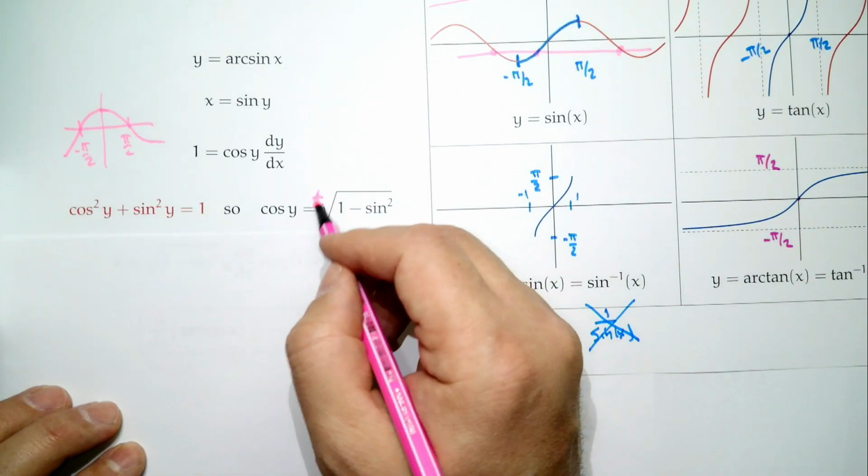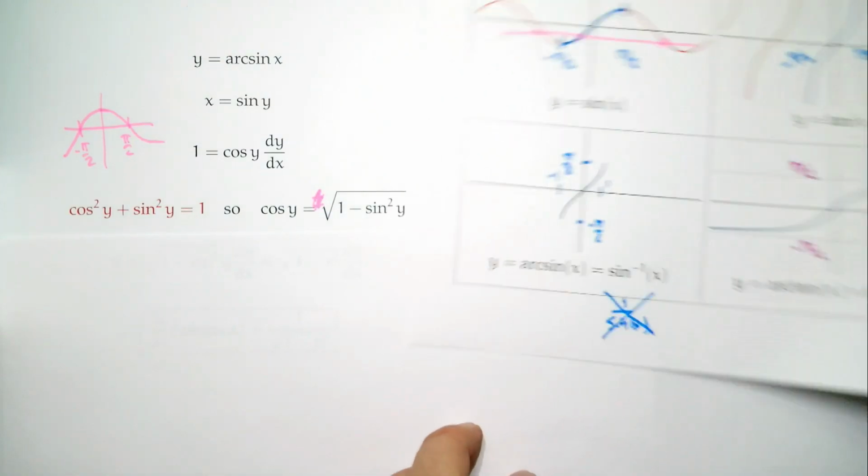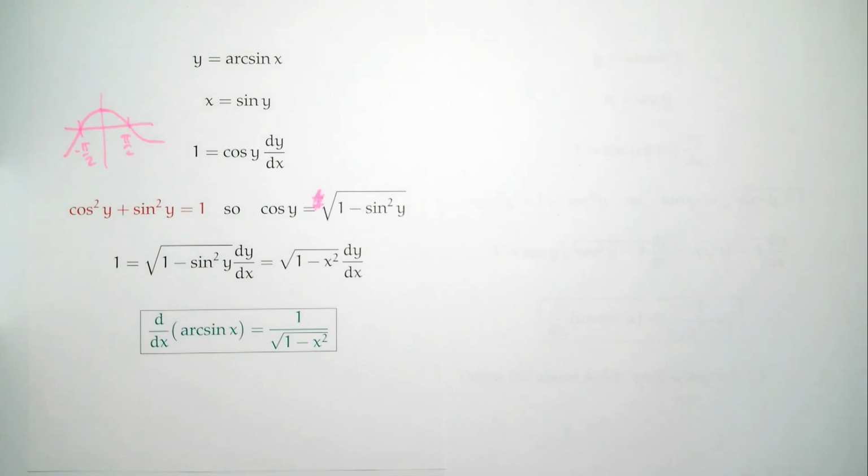So in fact, this is correct to say that cosine of y is the square root of 1 minus sine squared. So we haven't actually cheated. It just looks like we cheated, but we were actually okay. So now the rest of it's pretty straightforward. We replace cosine by the square root of 1 minus sine squared. And that becomes the square root of 1 minus x squared. And therefore, the derivative of arc sine of x is 1 over the square root of 1 minus x squared. All right.